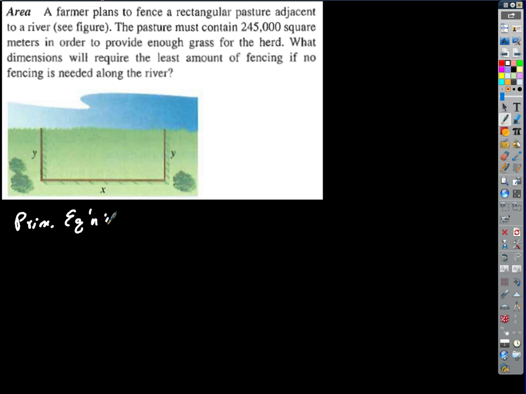So what's the primary equation here? 2y plus x. Okay, but we always have to define what is the quantity that we're talking about here. Right. So we'll call it perimeter. So P equals, based on our picture, 2y plus x. Okay.